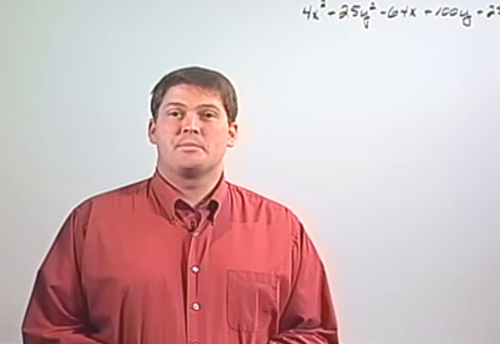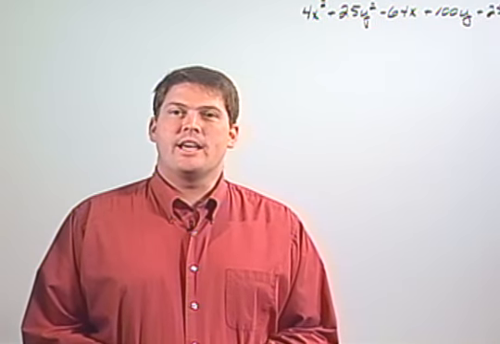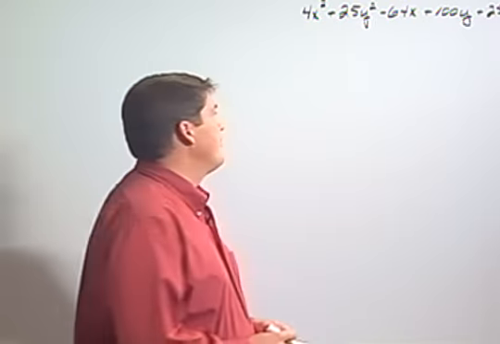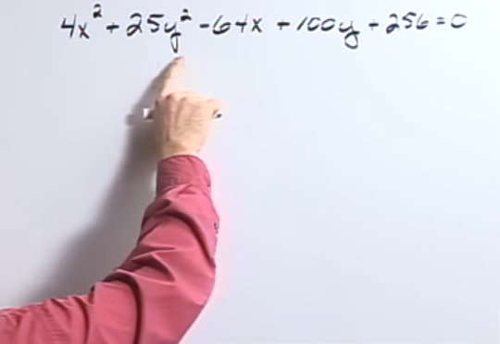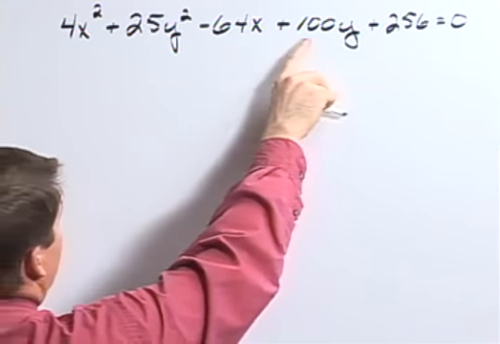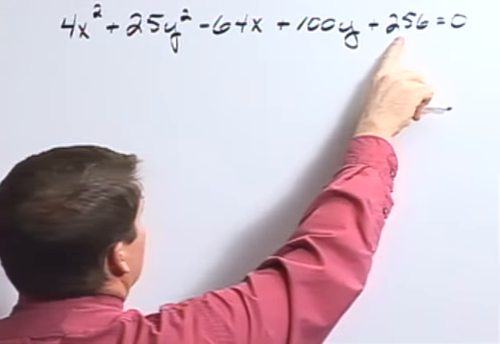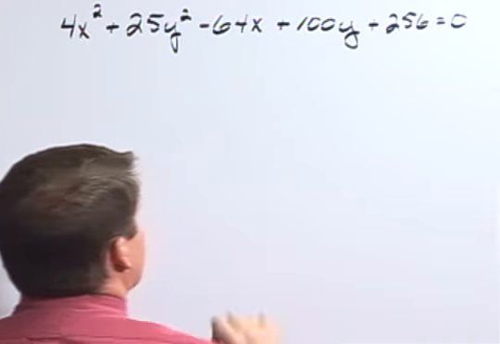Find the center of the ellipse by completing the square and state a and b. 4x squared plus 25y squared minus 64x plus 100y plus 256 equals 0.